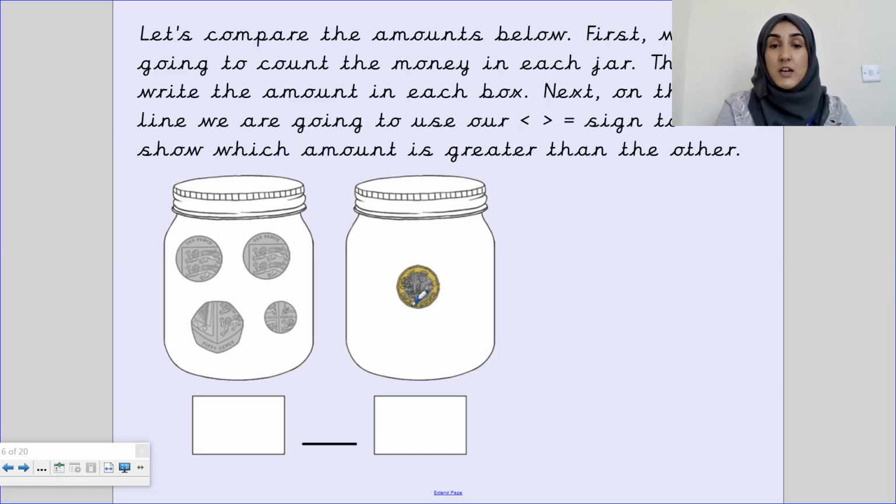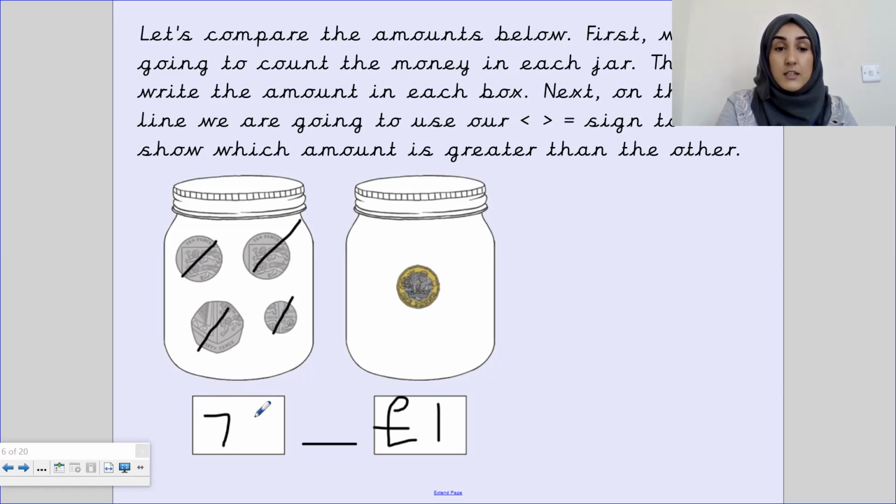Right, I know this one's nice and simple. This is a £1 coin. So I'm going to do that one first. And on this side, I'm going to count and I'm going to use my crossing off method so I don't get confused. I've got 50p, add 10 more is 60, add another 10 is 70, and add 5 more is 75. 75, and it's not pounds, it's pence. And the sign for pence is this small little p.